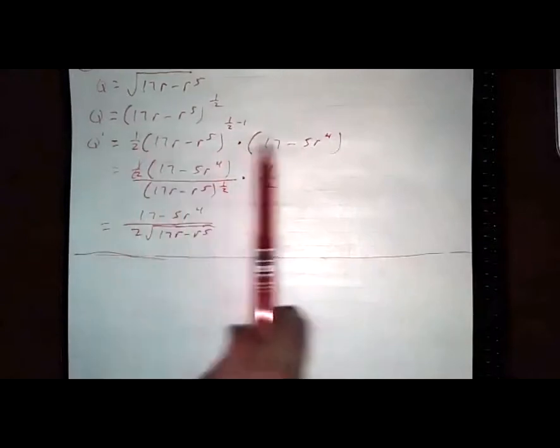Would it be easier to visualize it as 17r minus r to the fifth to the 1/2, or as one over 2 square root of 17r minus r to the fifth? It's up to you. Whatever makes more sense to you, I think that's fine. You can think of it as the fraction flipping and doing a product. You can think of it as just 3 separate terms. It's up to you.